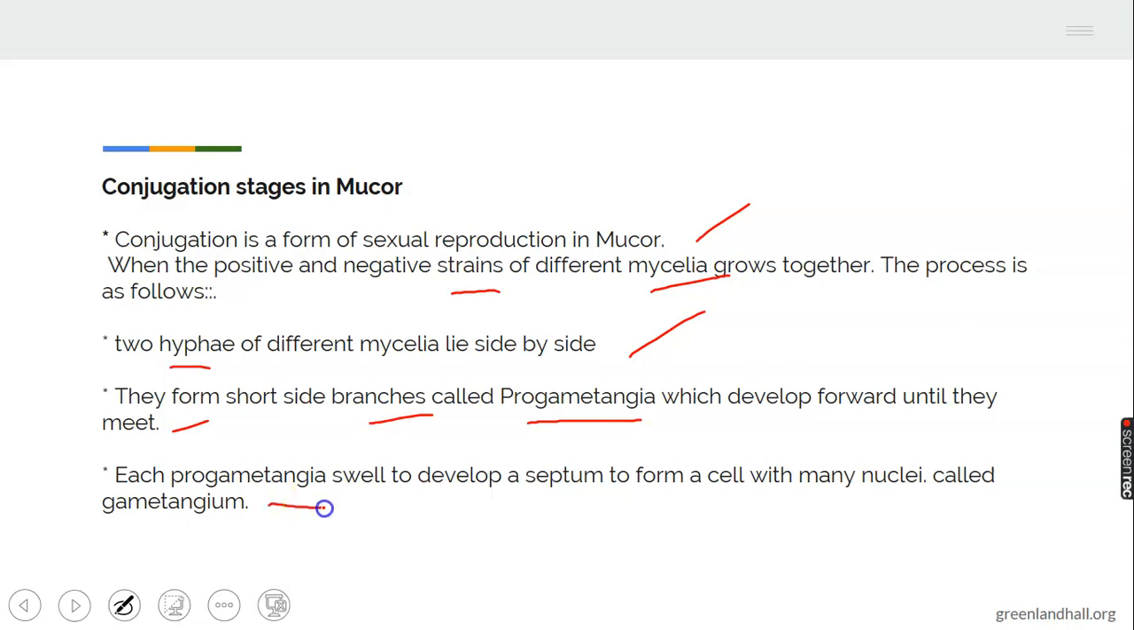Each of these structures will now develop a septum to form a cell with many nuclei called gametangium. Each of that structure formed will develop a septum. That septum will now form a cell with many nuclei called what? Gametangium.